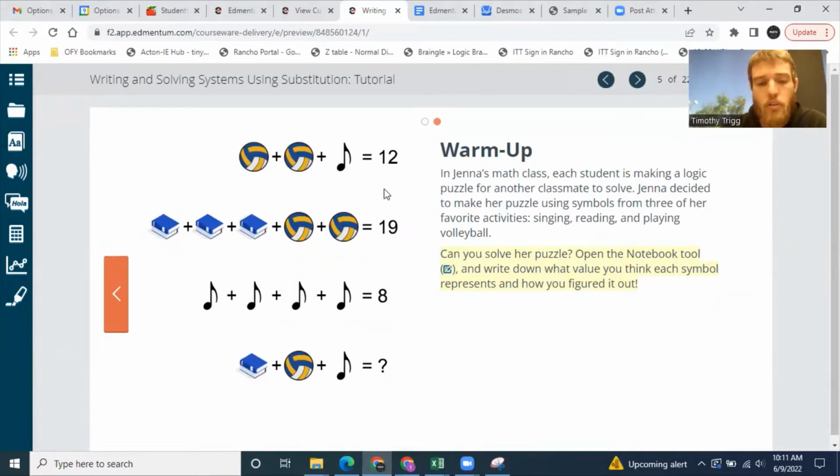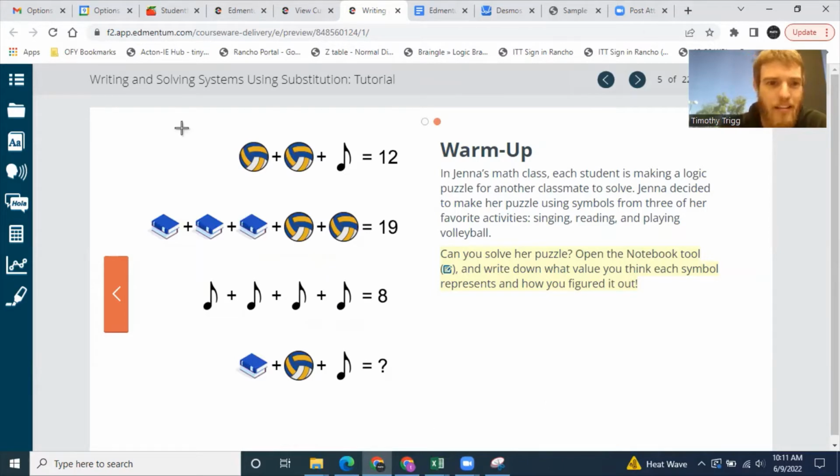Let's go ahead and go to this warm up here. I want you to take a moment and see if you can solve this puzzle. It's kind of a silly puzzle, but you have 2 volleyballs plus an 8th note equals 12. 3 books plus 2 volleyballs equals 19. 4 8th notes equals 8. And so what's a book plus a volleyball plus an 8th note?